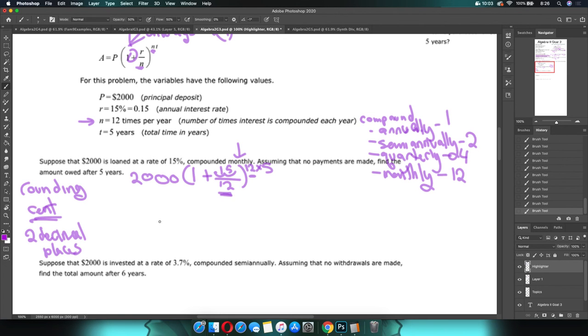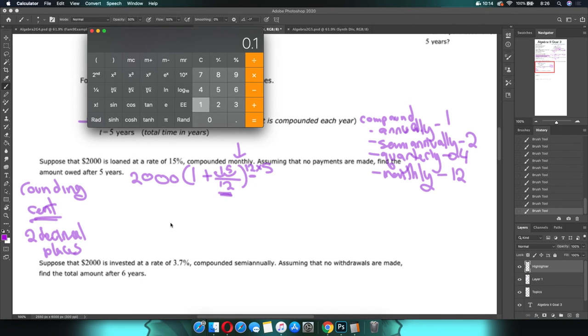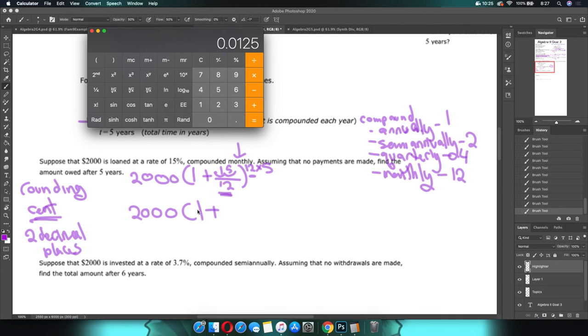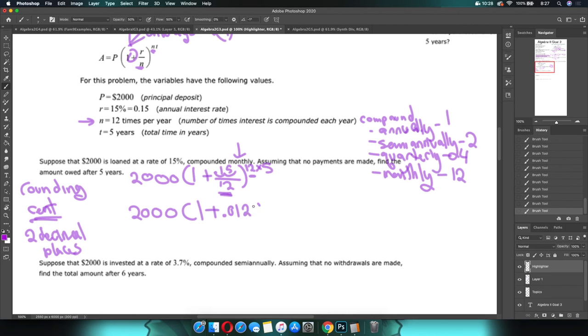So for the phone calculators, this is a little bit trickier. You want to do some computation first, okay? So 0.15 divided by 12. 0.15 divided by 12 is that mess. So it'll be 2,000 times 1 plus 0.0125, and then 12 times 5 is 60. So that'll be 2,000 times 1.0125 to the power of 60. That's what I'm inputting into the calculator.